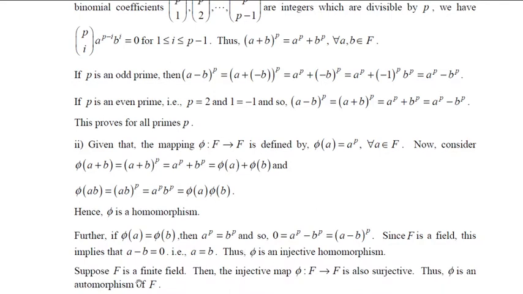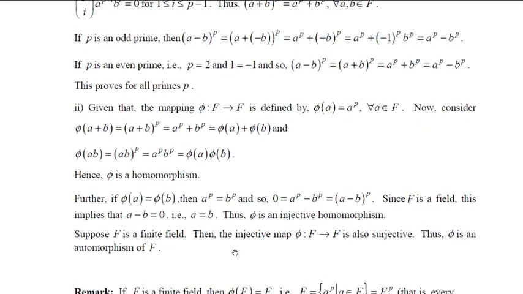Now further, suppose F is a finite field, then because this mapping is 1 to 1 and these two are finite and they are one and the same, every element of the codomain has an image from the domain. Hence that implies that the mapping is onto. Or in other words, the range is nothing but the codomain. Therefore, this mapping is surjective. Hence, this mapping is an automorphism which is called the Frobenius map. And this completes the proof.